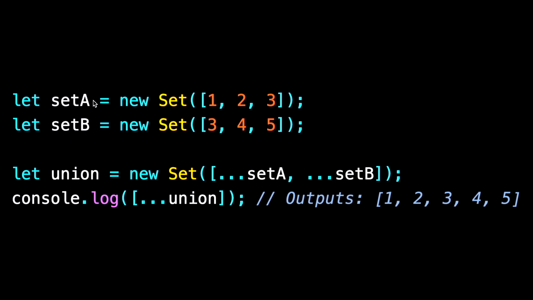So here we're creating two sets, set A and set B, and then we're going to create a union. We're going to create a new set, and first we're going to convert set A to an array with the spread operator. Then we're going to convert set B to an array with the spread operator, and then we're going to create a new set. You can see that there's a 3 in both of these sets, but when we create a new set like this, we now are only going to have one 3: 1 2 3 4 5.